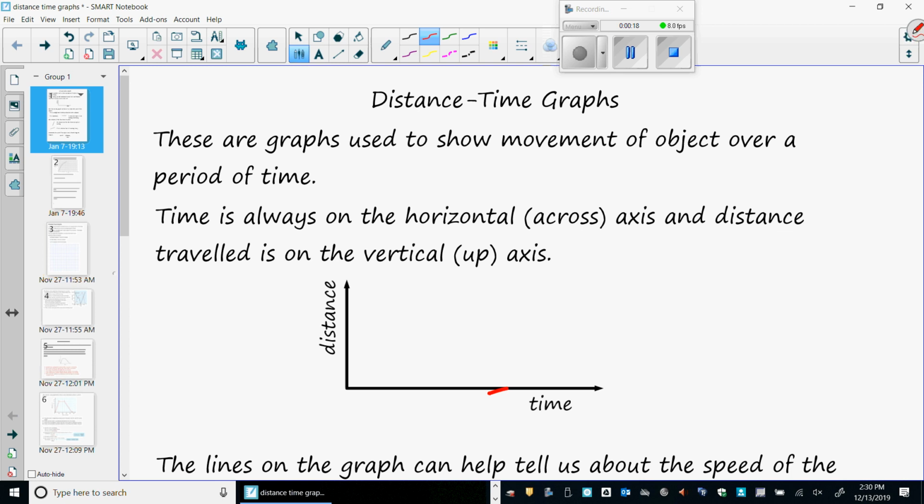Time is always going to be on your horizontal axis. So if you ever say to me, which one's which? Time is always the horizontal way. Okay, so as time is progressing, what's happening to the distance that we're travelling? Okay? So, it's a blank graph. So nothing's happened.